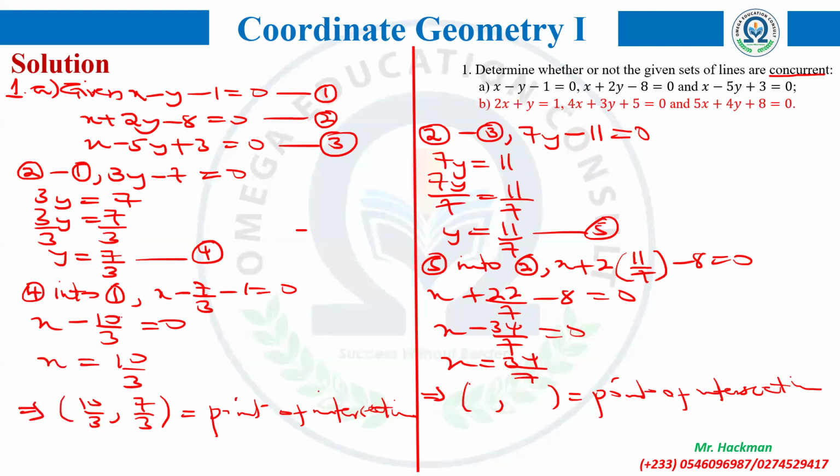So that will give you 34 on 7. Then what? 11 on 7. This wasn't intentional. It wasn't one of my usual tricks just to drum home my point. We have gone beyond this, so I didn't see the need to do that. So this is it. Once you didn't get the same point of intersection, you know the obvious conclusion. So you write there that the lines are not concurrent.